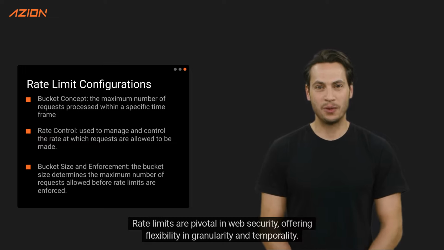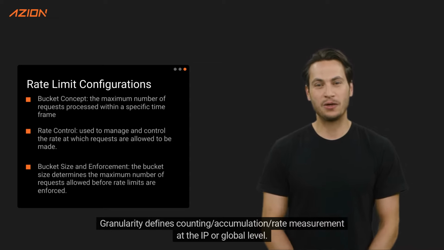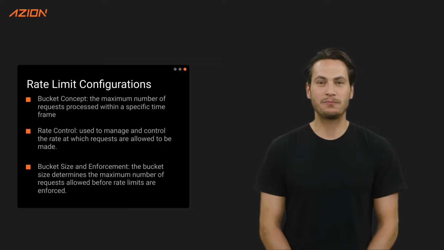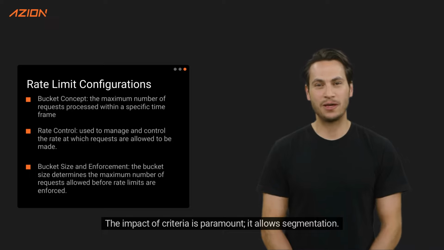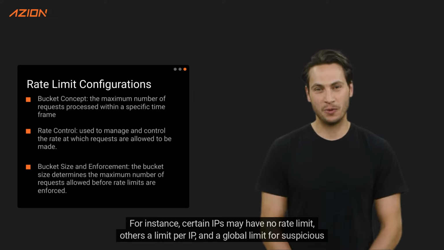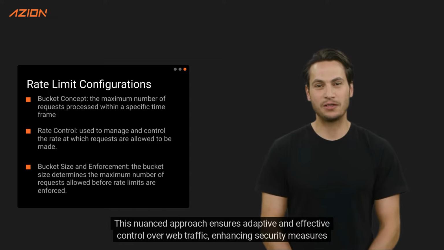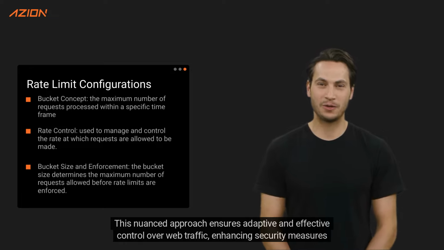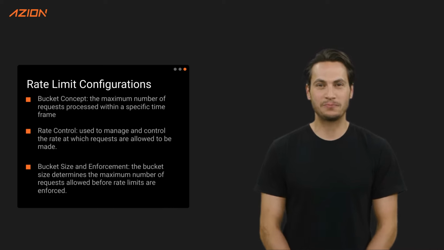Rate limits are pivotal in web security, offering flexibility in granularity and temporality. Granularity defines counting/accumulation/rate measurement at the IP or global level. Temporality sets the pace, whether per second or minute. The impact of criteria is paramount. It allows segmentation. For instance, certain IP may have no rate limit, others a limit per IP, and a global limit for suspicious lists. This nuanced approach ensures adaptive and effective control over web traffic, enhancing security measures against potential threats and ensuring optimal performance for legitimate users.